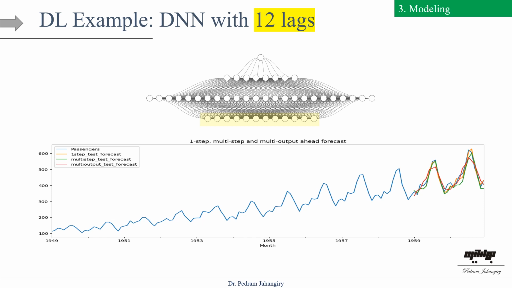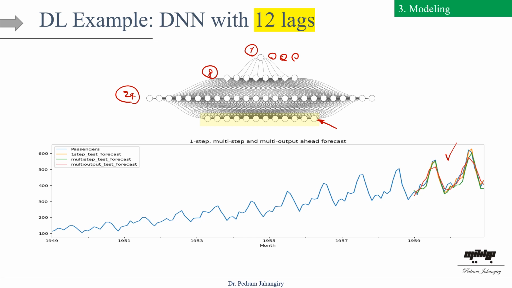So here we are using 12 lags. This means that our feature space has 12 dimensions, right? So 12 lags, and then the same hidden layers, 24 and 8. And then this is again one step versus if you want to do multiple step or multi-output, right? So here, if you look at the performance, for one step, multi-step, and multi-output, it's doing an okay job, right? So this is of course a lot better than when you compare to two lags.